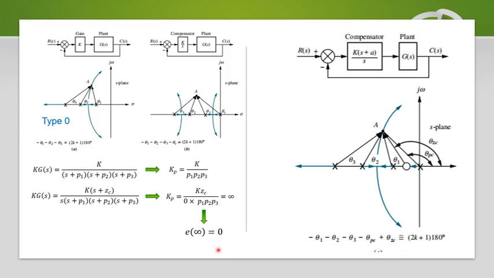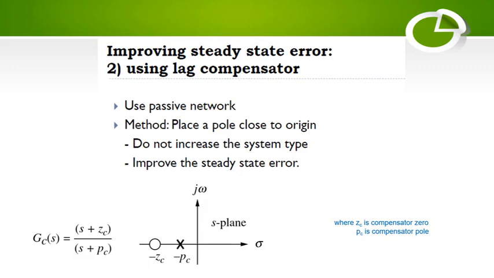Okay, so I hope you get the idea on how to eliminate error using PI controller. Now let us look at the second type of compensator that can be used to improve steady state error, which is lag compensator. Lag compensator uses a passive network, so we cannot place a pole at the origin, but we can place a pole close to the origin.